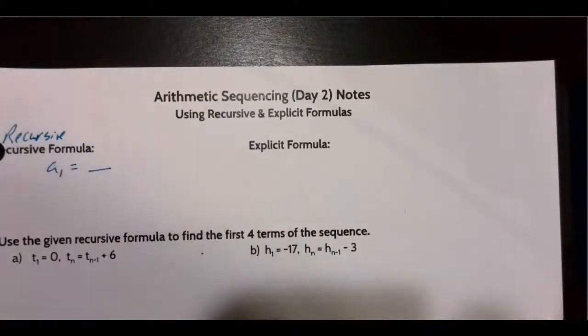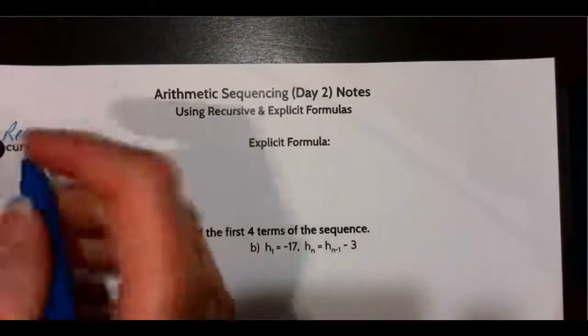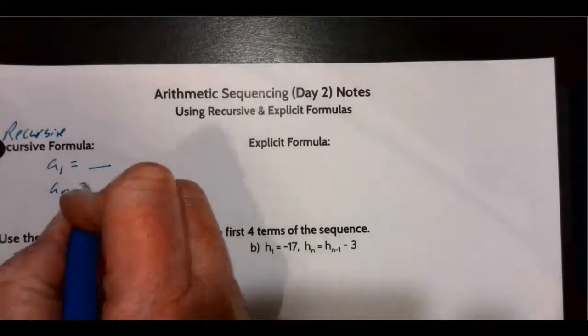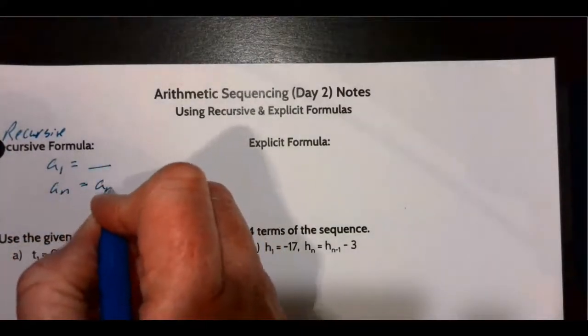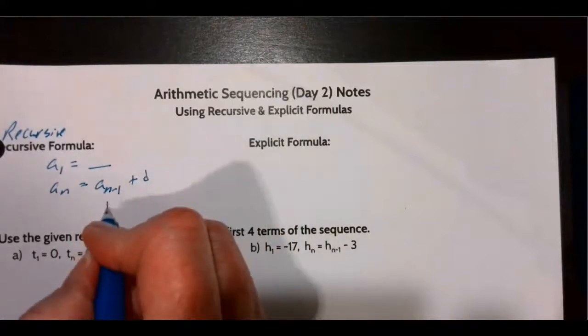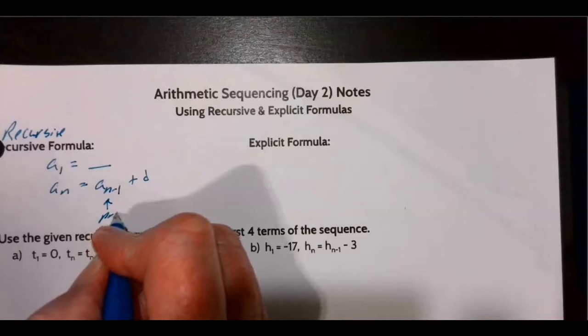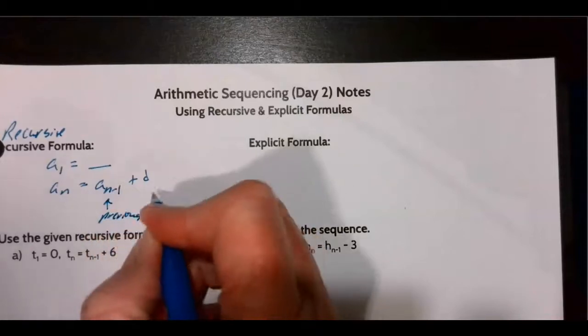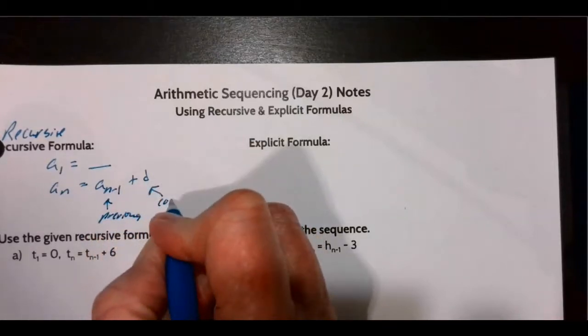That's one that we will know or will be given to us. And then a sub n is equal to a sub n minus 1 plus d. Remember, this is your previous term. And this is the common difference.